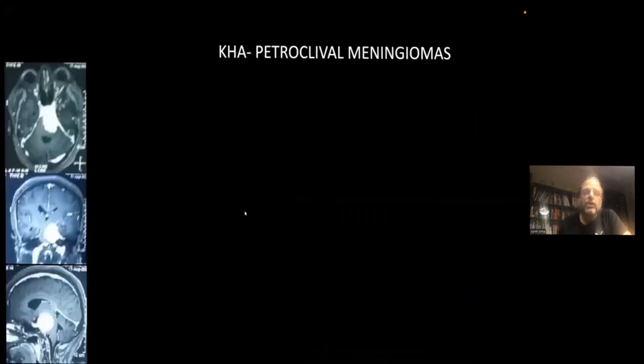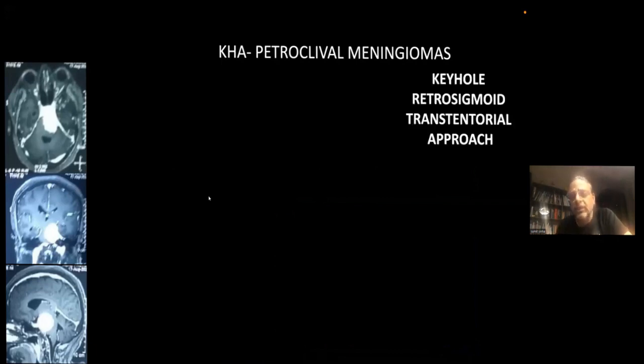Expanded keyhole approaches, one word of mention. These are approaches which cross the limits of the retrosigmoid approach, and what we do is we cut the tentorium. Now, these approaches were first described way back by Sami et al. And they are useful approaches for tumors which are going beyond the tent into the supratentorial area. This was one such tumor going up into the supratentorial area.